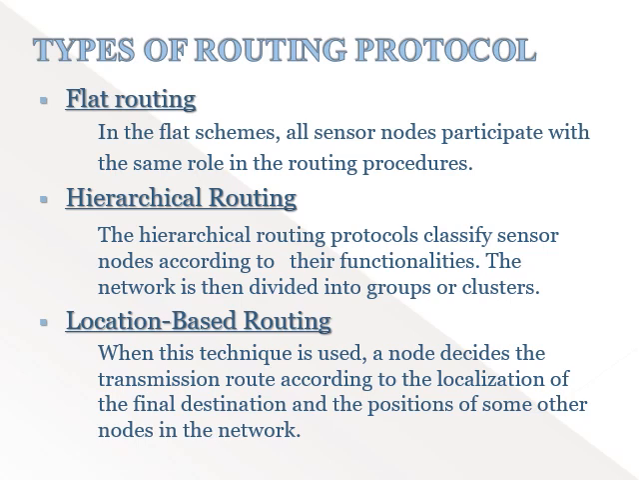However, in hierarchical routing, sensor nodes are classified according to their functionalities. The network is then divided into groups and clusters, whereas in location-based routing, a node decides the transmission route according to the localization of final destination and the position of some other nodes in the network.